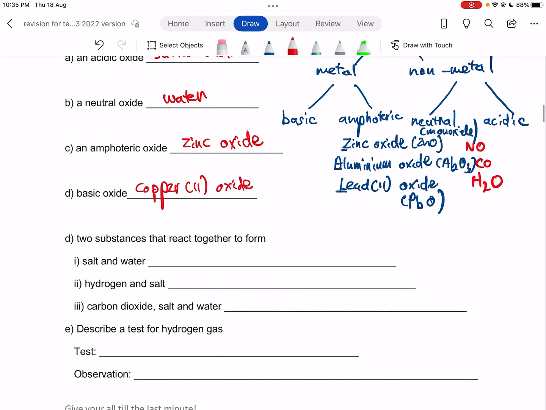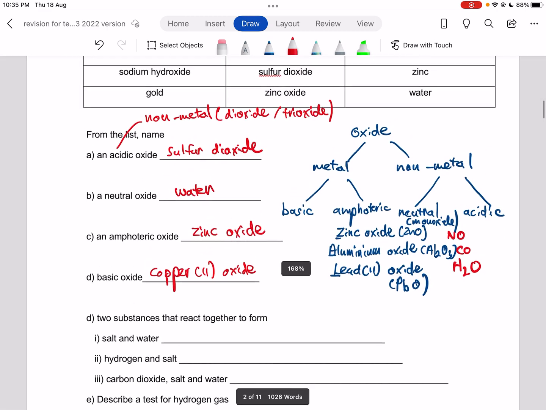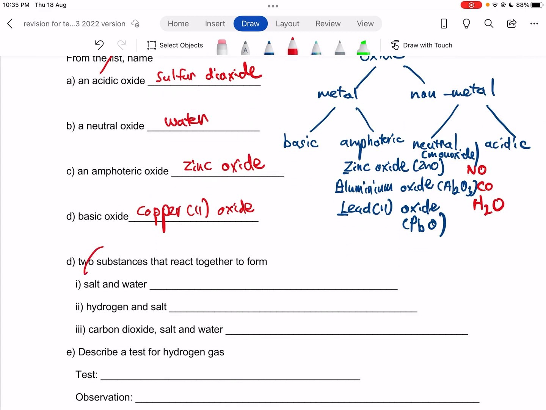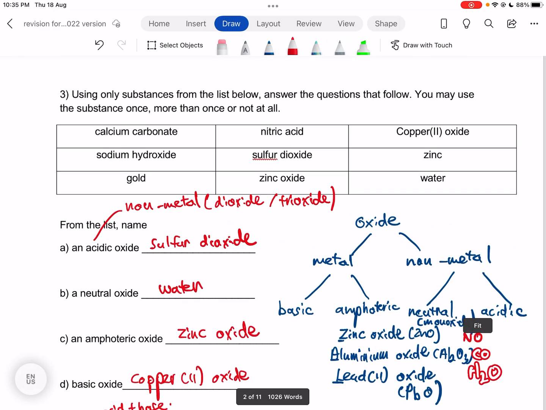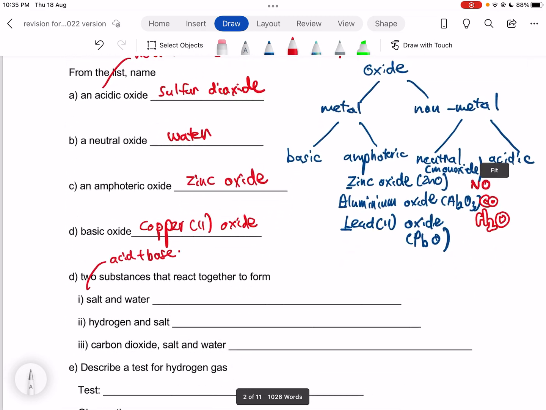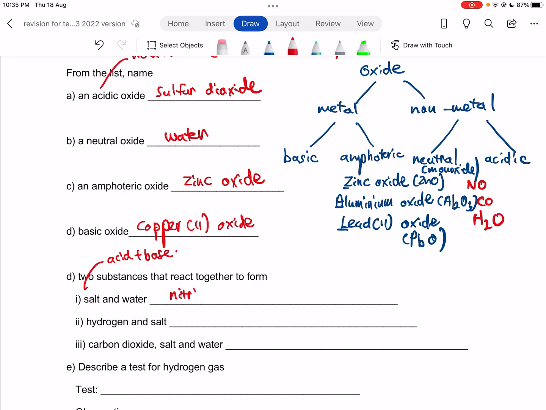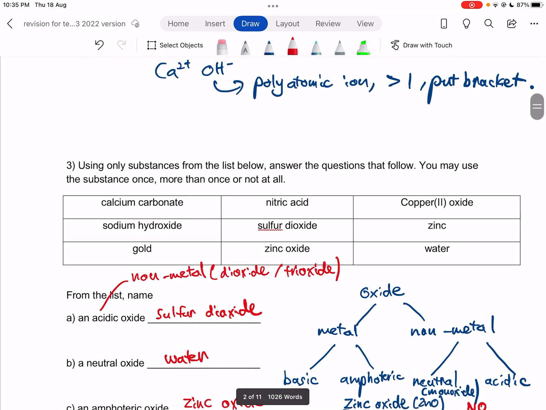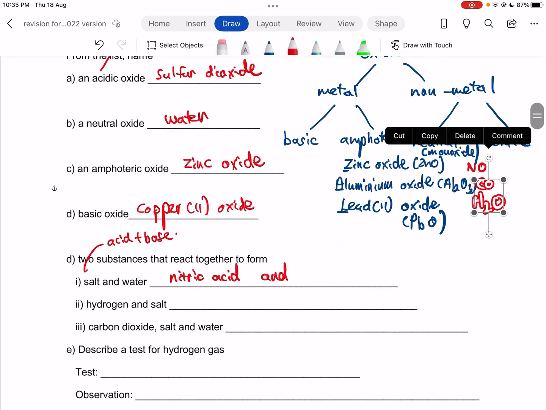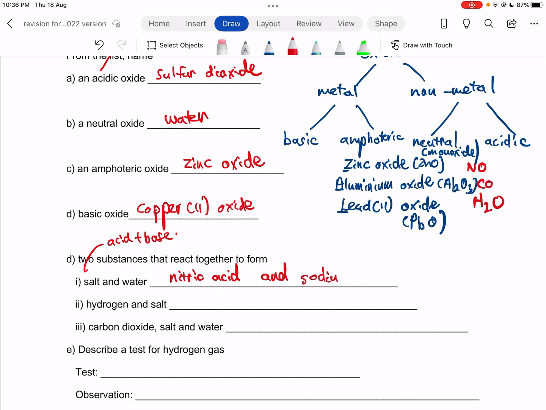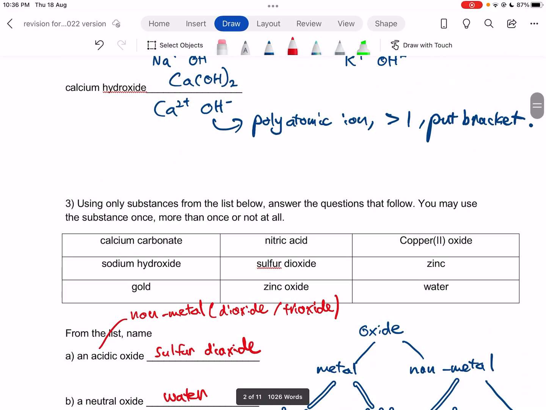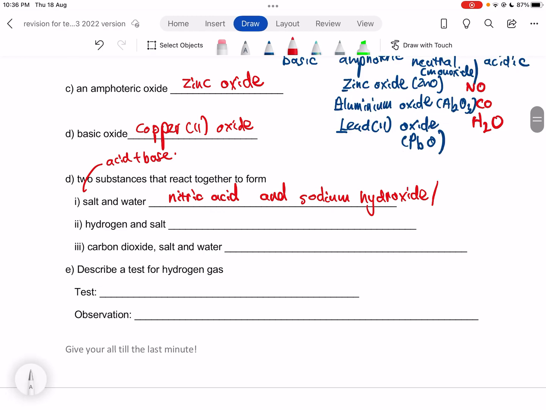Then next thing, two substances react together to form salt and water. The first one is acid plus base gives you salt and water. So pick one acid, one base. Do I have an acid? Yes, here I have nitric acid. And a base, either sodium hydroxide or copper 2 oxide. Either one is fine.